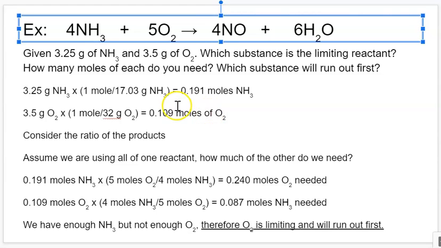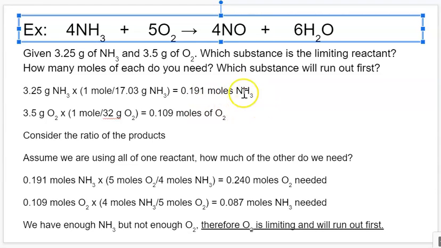So I don't have enough oxygen to react with all of the ammonia. That tells us that the oxygen is limited. This is further proven by the point that if I have 0.109 moles of O2 and I want to react all of it, I'm going to need 0.087 moles of ammonia. If I compare that to what I have, 0.191, I have more than twice that.